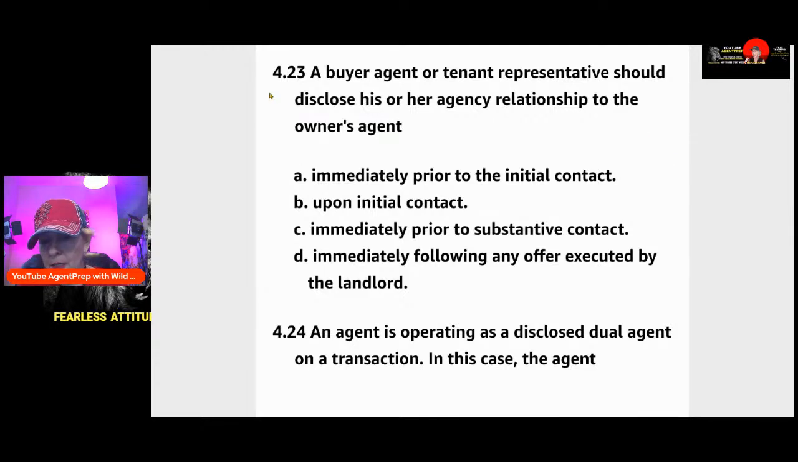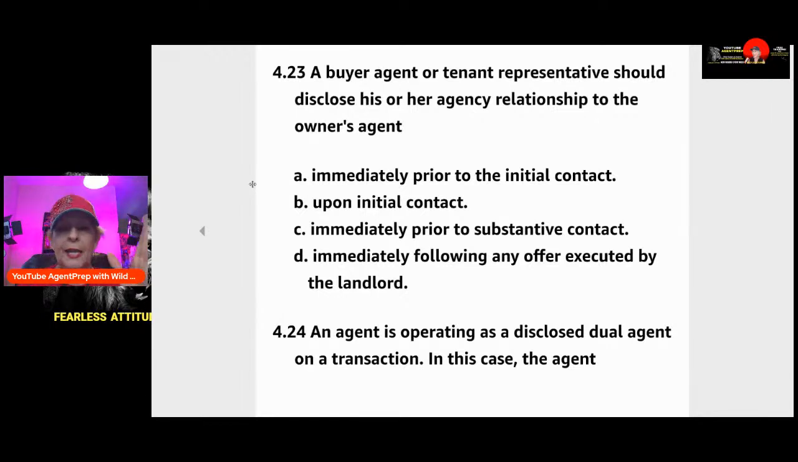Number 23. A buyer agent or tenant representative should disclose his or her agency relationship to the owner's agent: A, immediately prior to the initial contact. B, upon initial contact. C, immediately prior to substantive contact. Or D, immediately following any offer executed by the landlord. So a buyer agent or tenant representative should disclose their agency relationship to the owner's agent when?